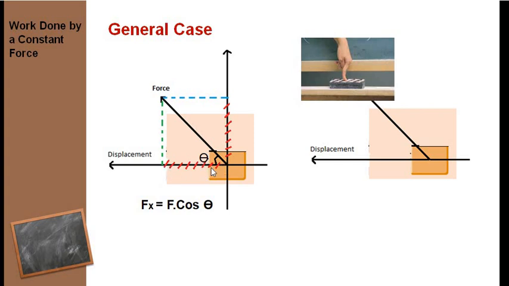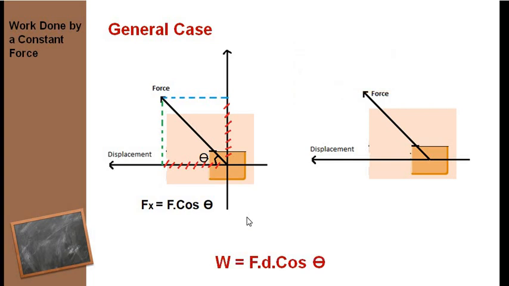So if we want to calculate the work in this case, we need to take just the component of the force along the axis of the displacement, which is given according to the mathematical rules by Fx equal to F multiplied by cosine theta. In this case, the work will be given by F multiplied by D multiplied by cosine theta, where F is the magnitude of the force, D is the magnitude of the displacement, and theta is the angle between the force vector and the displacement.